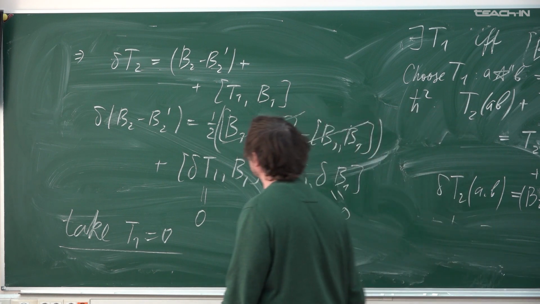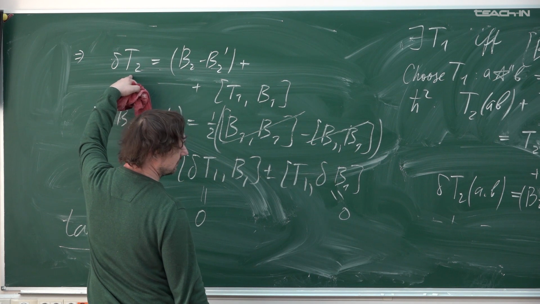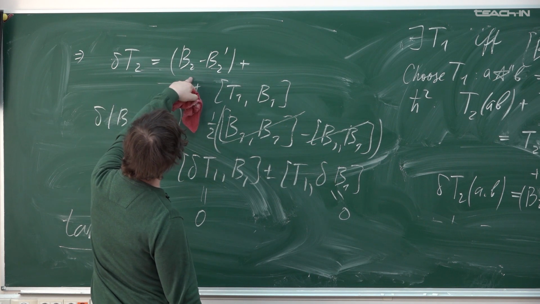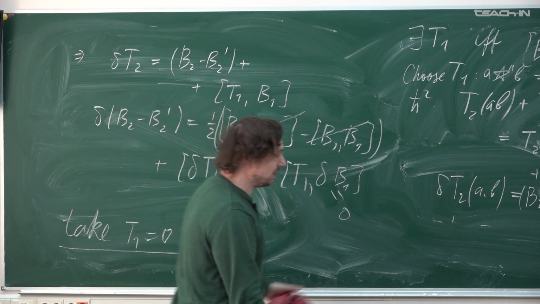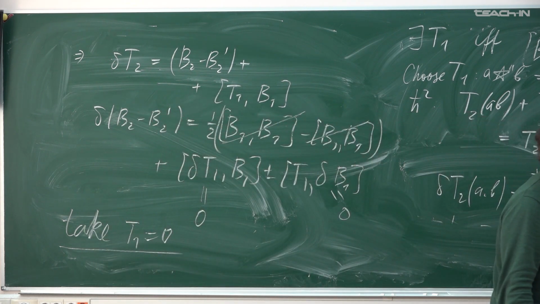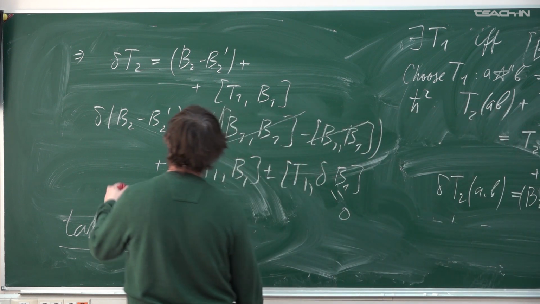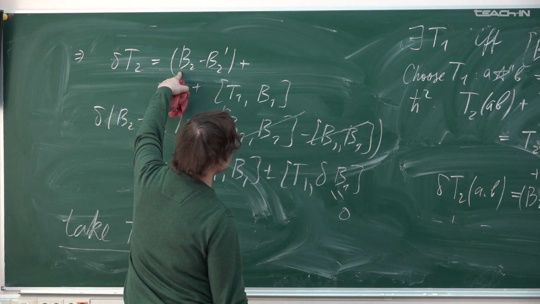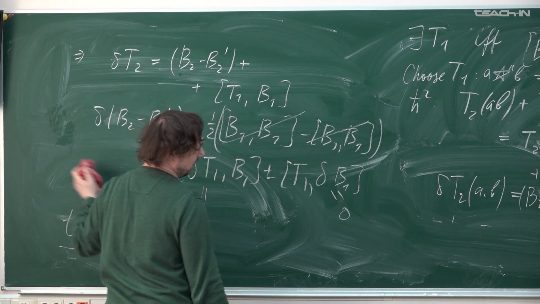So as you see, there exists T2 if and only if the class of this difference, B2 minus B2 prime, but this B2 prime is not the original B2 prime. It's the B2 prime we obtain from this combination. Right? So there exists T2 if and only if the class of this difference is trivial in cohomology. Okay, nice.